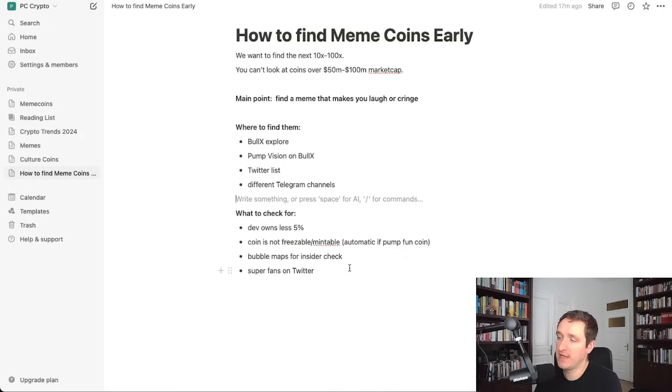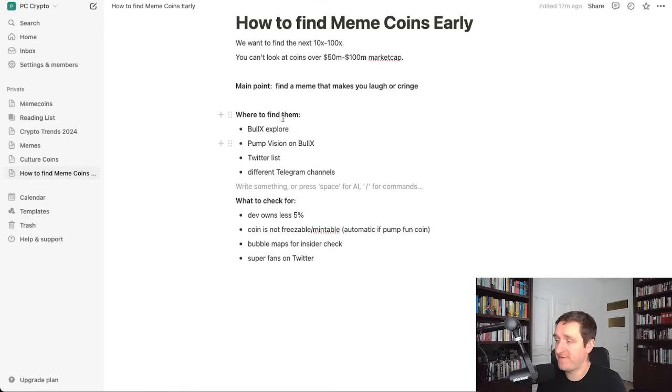This is the do-your-research part of jumping into any coin, and you should always do that research. Remember that nothing here is financial advice. Crypto is risky, and especially meme coins, you can lose all your money, so be careful out there.